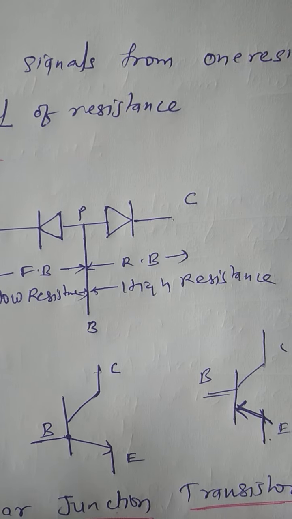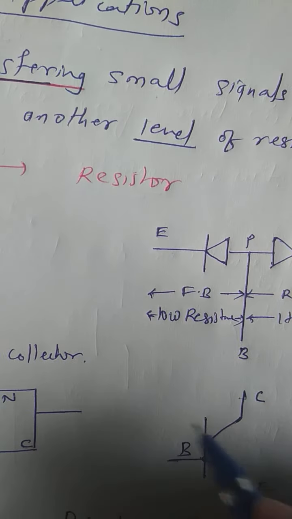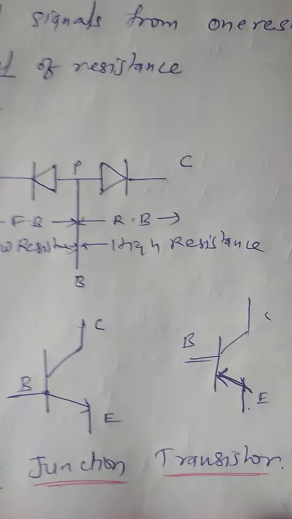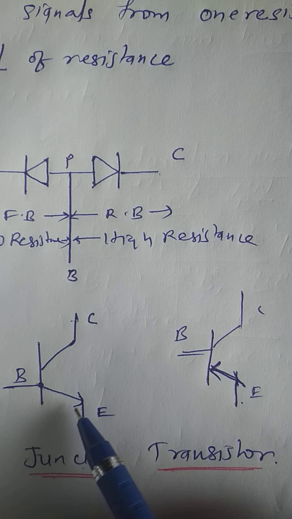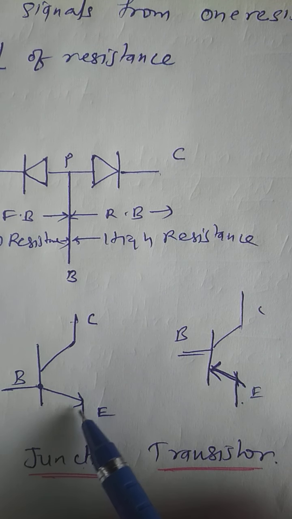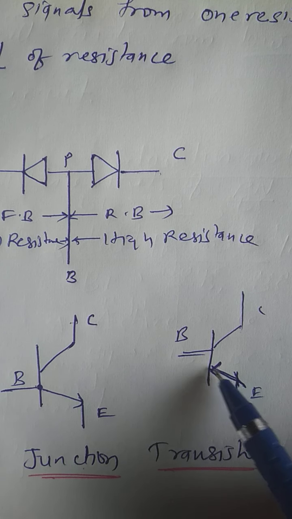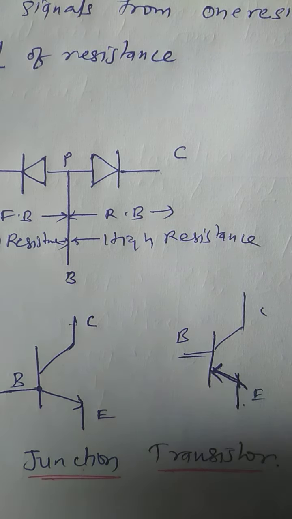As far as the types are concerned, there are 2 types: one is the NPN transistor and one more is the PNP. In the symbolic representation, you can see the difference. As far as the emitter is concerned, the arrowhead indicates the direction of the current. In the NPN case it is outwards, and in case of PNP it is into the device.